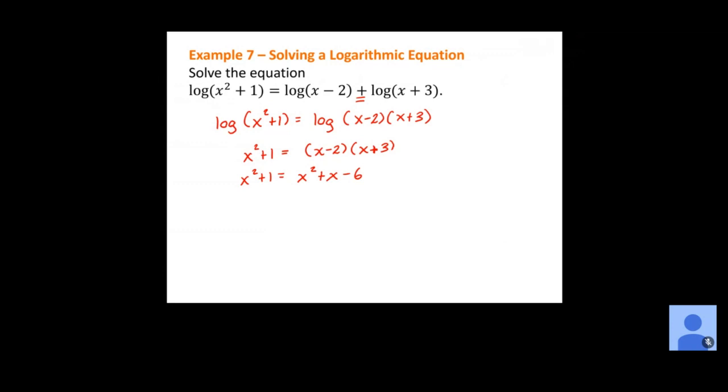Now, at that point, I actually have an x squared on both sides. If I subtract x squared from both sides, they're both going to cancel out, and that's just going to give me 1 equals x minus 6. And then we can just do what? Yeah, just add 6, right? And that's going to give us 7 equals x. And that is our answer.